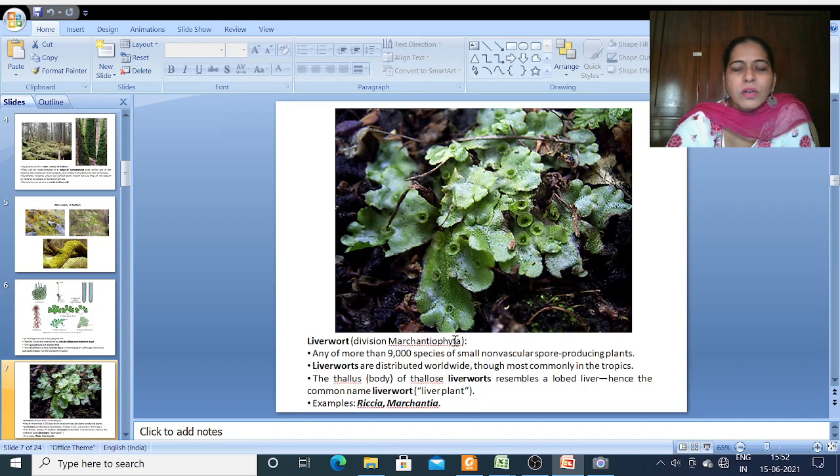Liverworts are called Marchantiophyta. Here we have Marchantia, and gemma cups are visible over here. They have about 9,000 species, small non-vascular spore-producing plants. They are distributed worldwide, and most commonly they are in the tropics. They have a thallus or thalloid body, and it resembles the liver lobes, and that is why it is called a liverwort. Examples are Riccia and Marchantia.